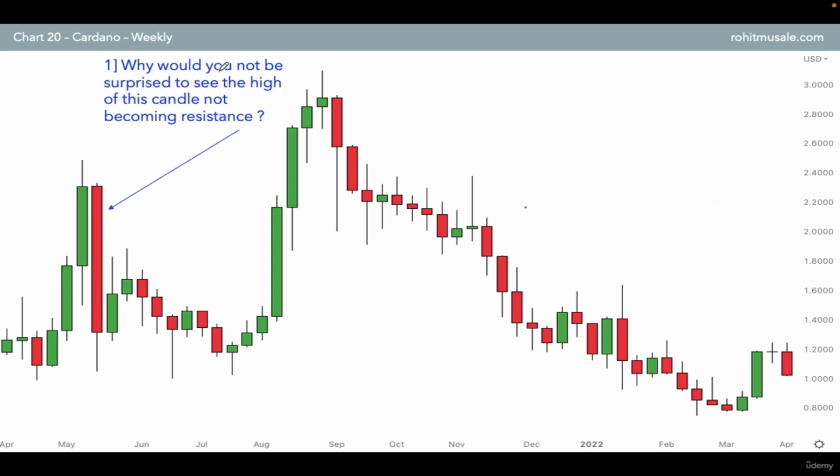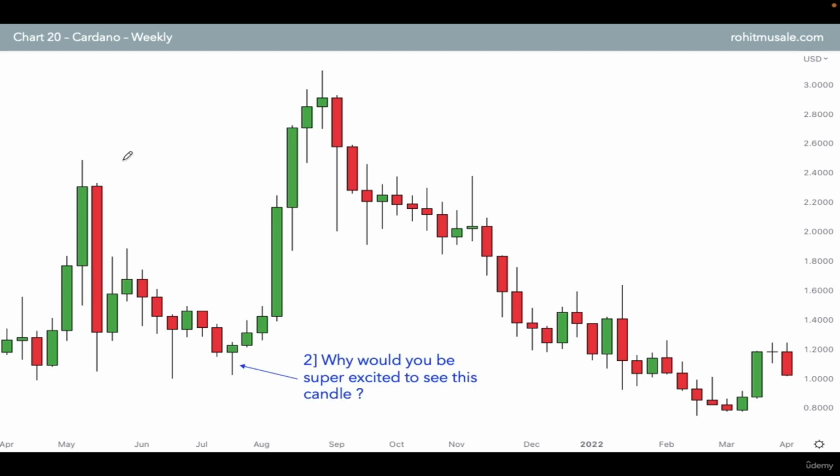So question 1, why would you not be surprised to see the high of this candle not becoming resistance? If this candle had opened near the high and closed near the low, then I would have expected the high of this candle to become resistance because it satisfies the criteria for a long black or red real body. In this case, that is not the case. So I would not be surprised to see that the high of this candle has not become resistance.